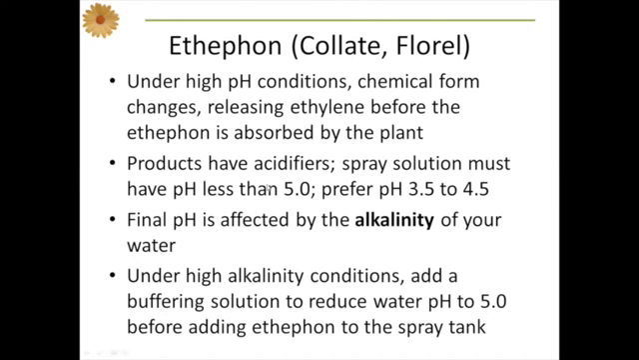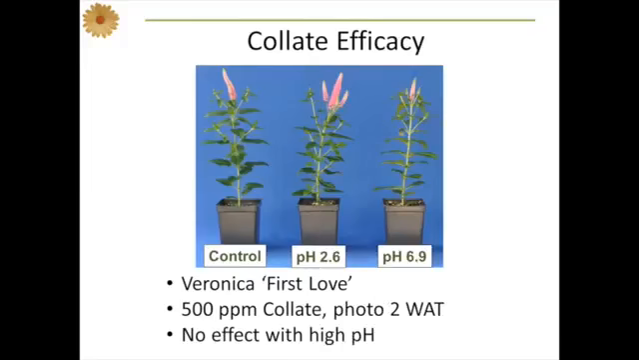And the acidifiers in Ethephon will keep it down below a pH of 5 if your alkalinity is not too high. And we talked about some of the products that you can add as a buffer to get your spray tank down to a pH of 5 before you add the Ethephon. So let me just show you a couple of examples here.